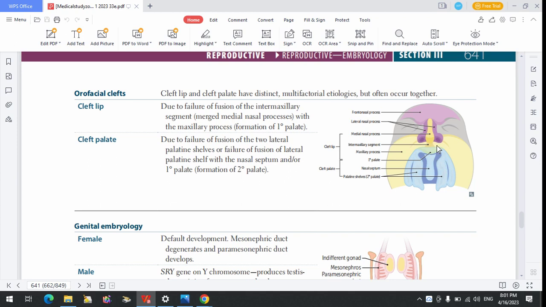But if this person actually forms the primary palate, but the two lateral palatine shelves fail to fuse together, you can have isolated cleft palate. So, you know, everything just works together to complete the formation of the palate. This one has to fuse with this one to form palate in this area. This one has to fuse with this one to form palate in this area. This guy has to fuse with this one to form the palate in this area. Do you guys get it?